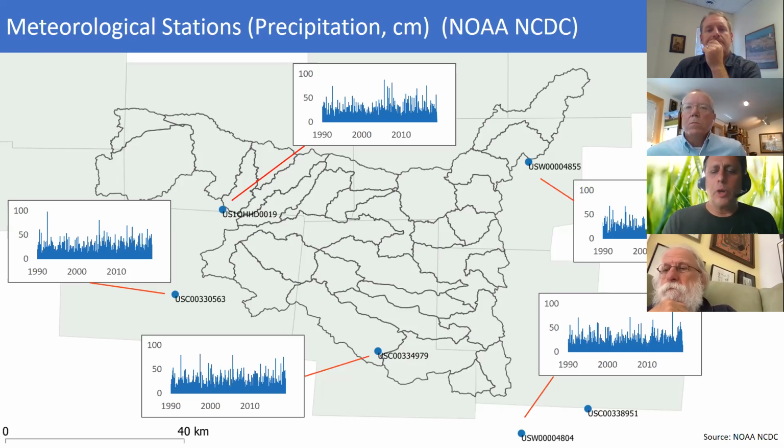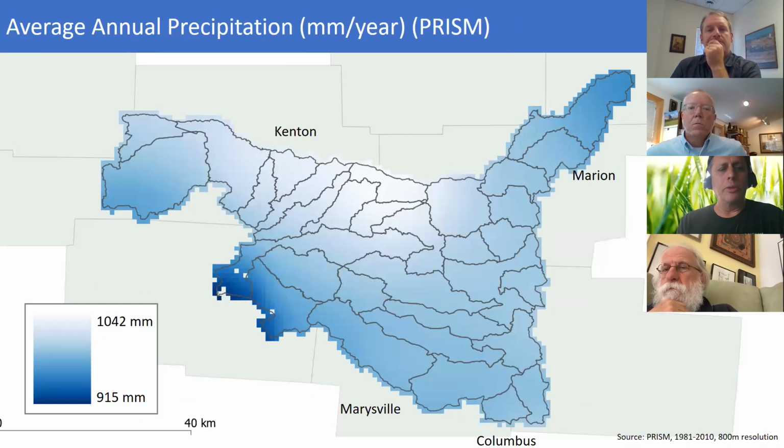So after talking with some of the SWAT model developers, they recommended that we use a different data set that is called the PRISM data set. And this is a data set that uses that same information, but that now has sort of mapped it out in a nice, even way across the watershed. And so that's what we're doing here.